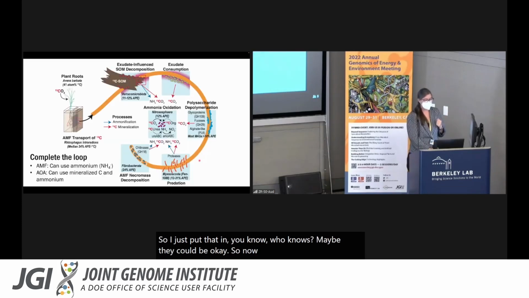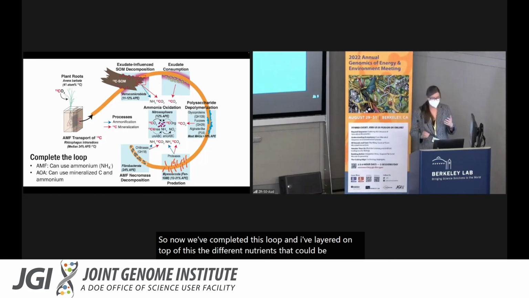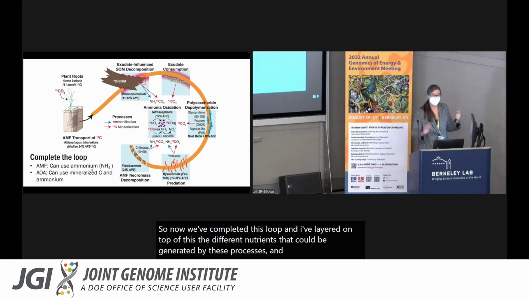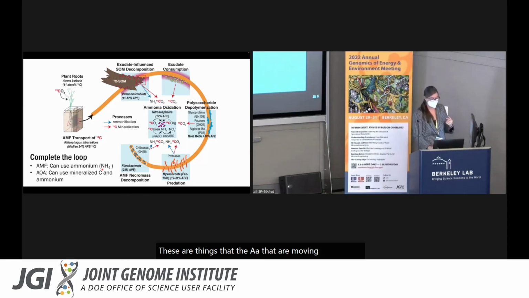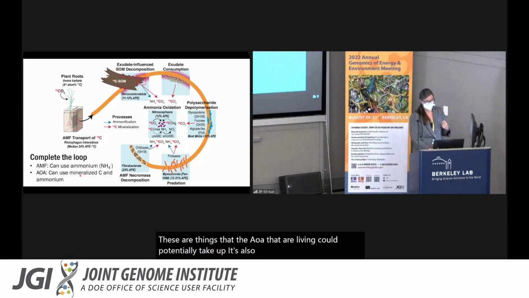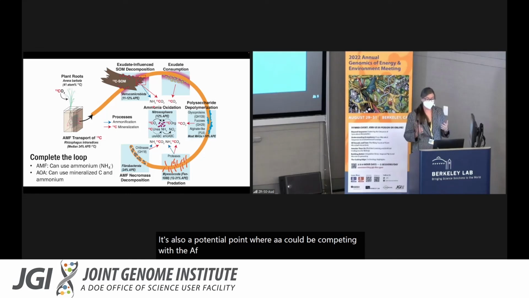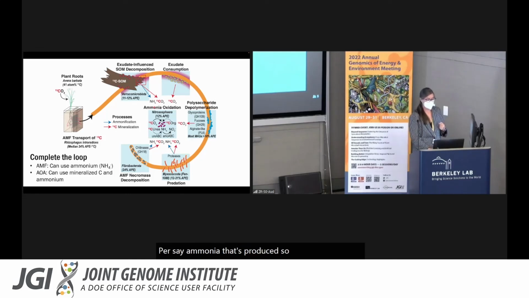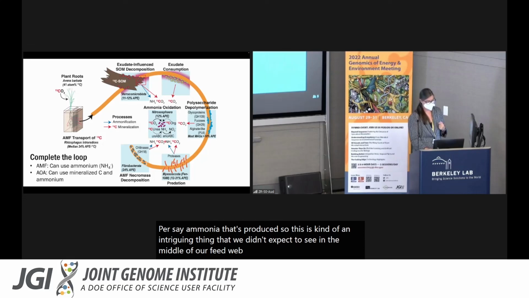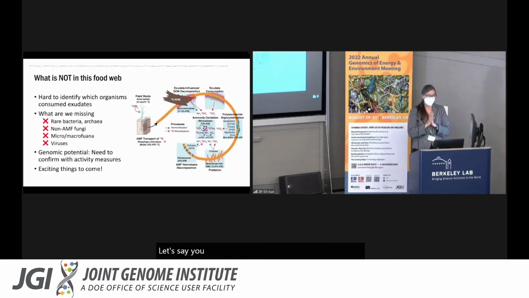Okay, so now we've completed this loop, and I've layered on top of this the different nutrients that could be generated by these processes. These are things that the AOA that are living could potentially take up. It's also a potential point where AOA could be competing with the AMF for, say, ammonia that's produced. So this is kind of an intriguing thing that we didn't expect to see in the middle of our food web. Let me quickly show you what's not in here.